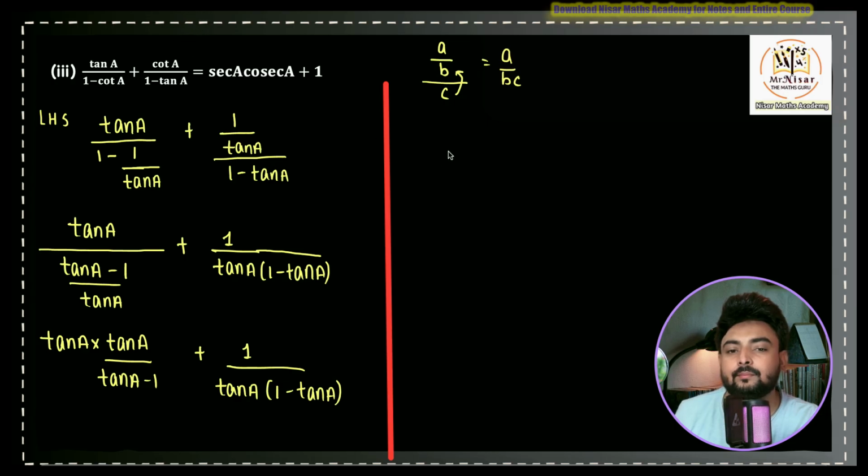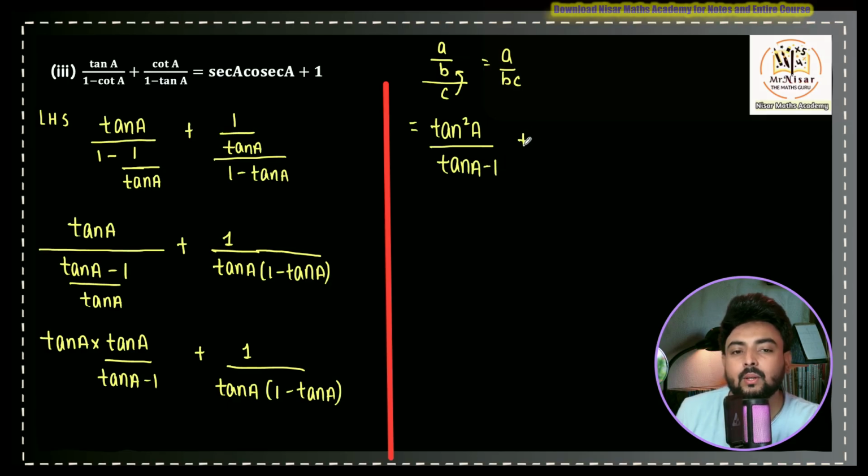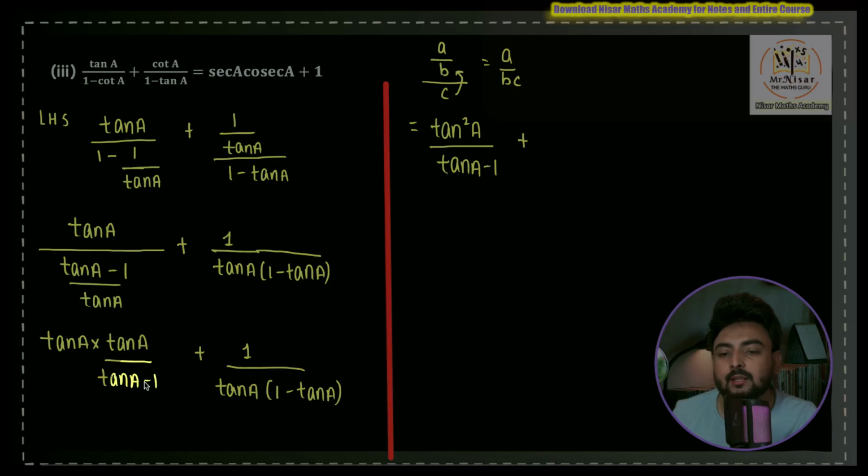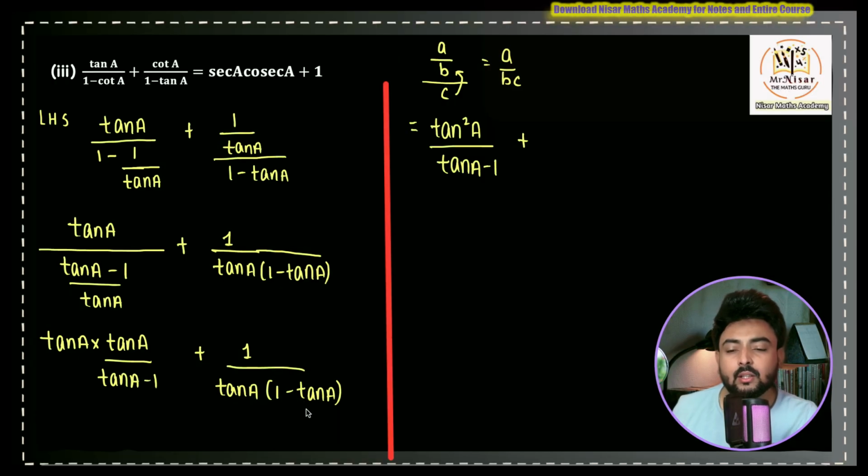So here I'll be getting tan A into tan A, tan square A, upon, in the denominator, tan A minus 1, plus here I want you all to concentrate, very important step. Here I have tan A minus 1, and here I have 1 minus tan A. I want this tan A minus 1, here also I want tan A minus 1. Why do I want this? To make the denominator same.